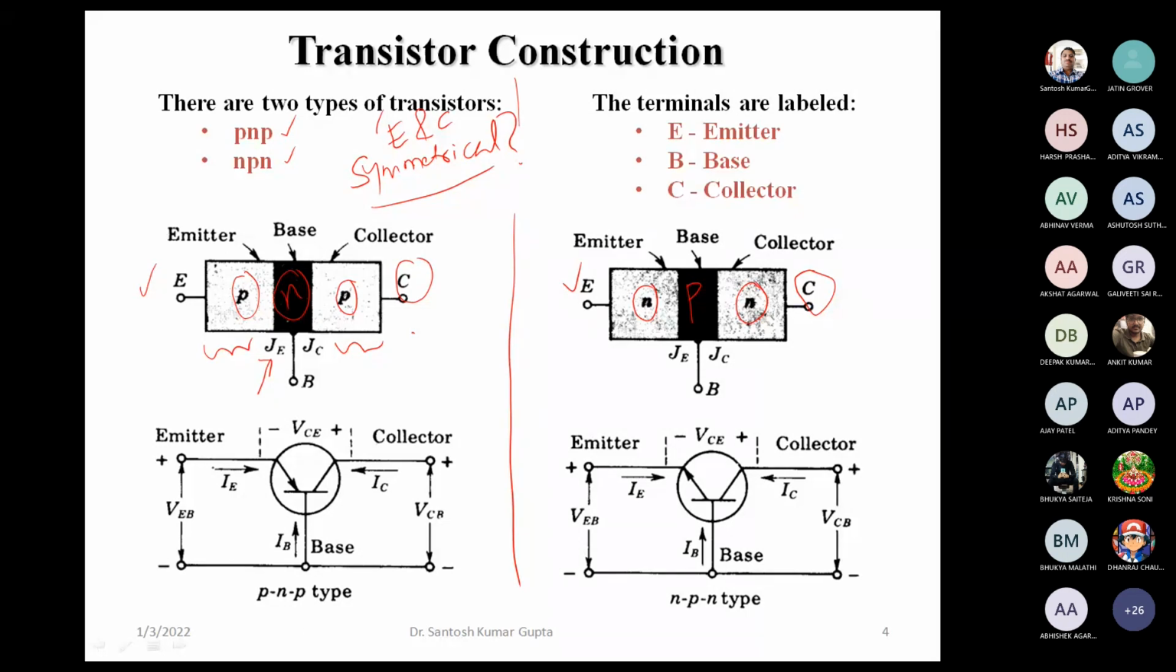That is one thing. Another thing is that they are not of equal size. So these are the non-symmetries. That's why we cannot replace the emitter with collector. We will see.